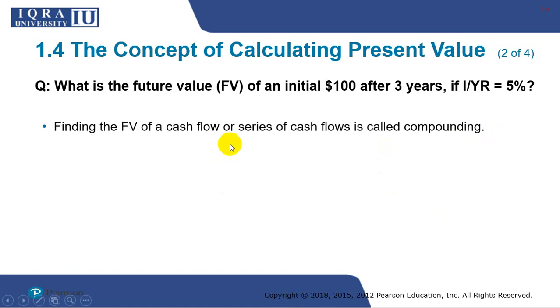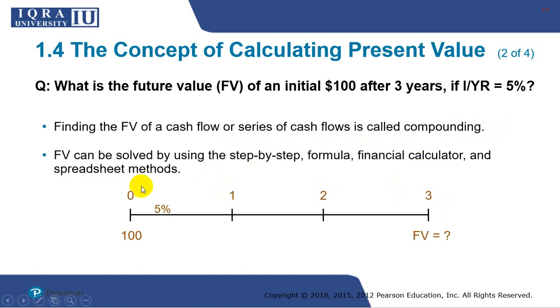Finding the future value of a cash flow, or a series of cash flows, is called compounding if it is more than 1 year. So we have drawn the time value. Future value can be solved by using the step-by-step formula, financial calculator, and spreadsheet methods. There are 3 methods. We can use any of those methods.